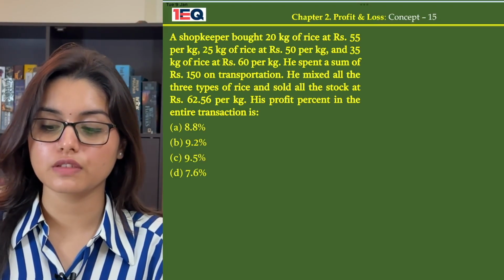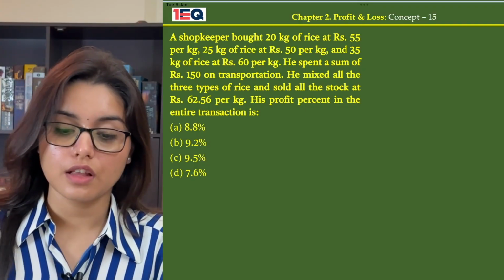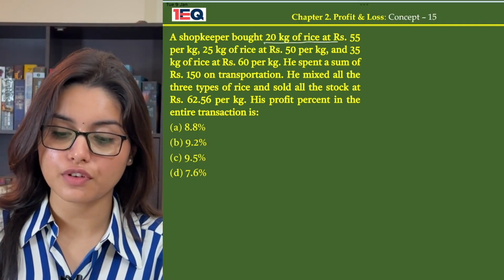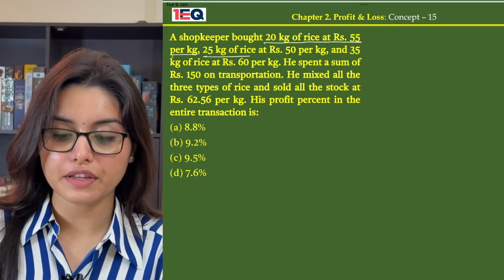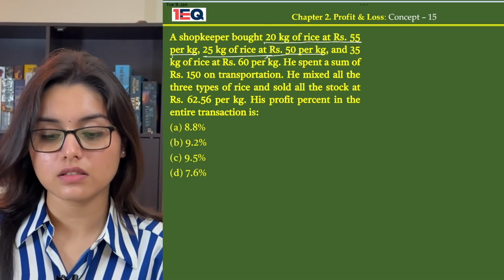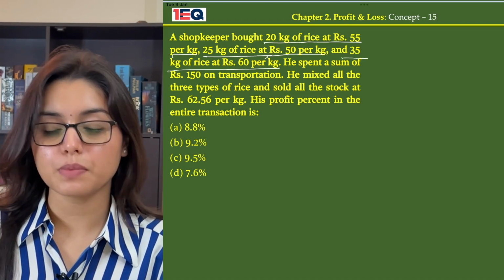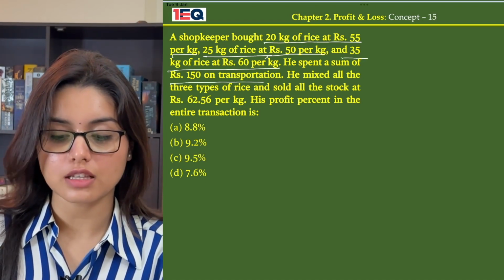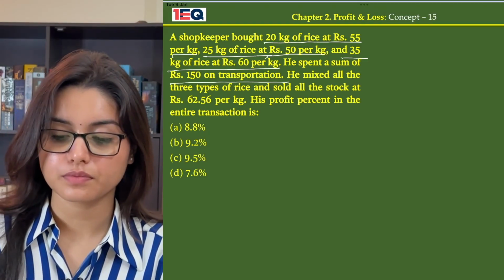So in the given question, we know that the shopkeeper buys three different types of rice. The first being 20 kg of rice at rupees 55 per kg. The second being 25 kg of rice at rupees 50 per kg. And the last is 35 kg of rice at rupees 60 per kg. He then spends rupees 150 on transportation. So first let's find the total cost price.